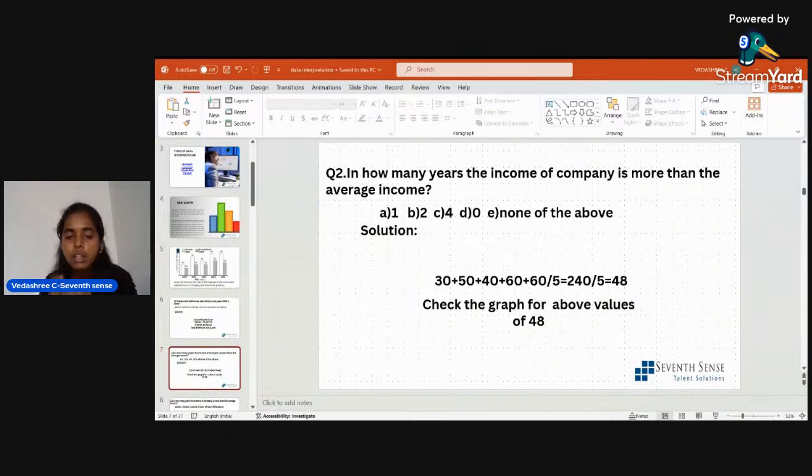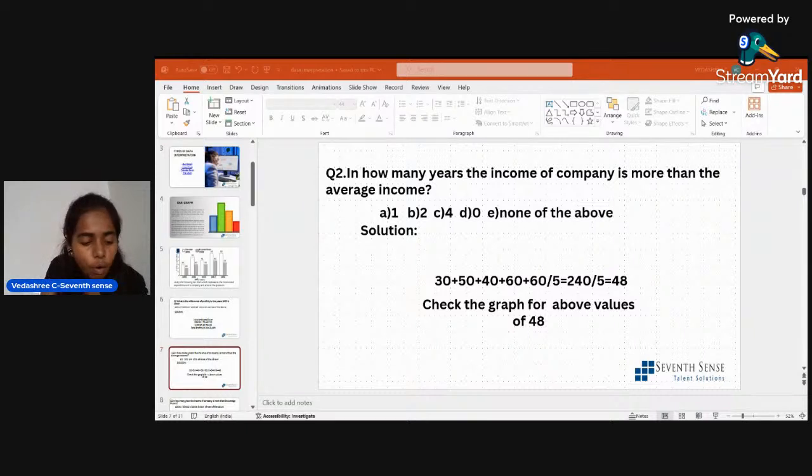So first we need to calculate the average of all the incomes. What is the income in 2000? The income in 2000 is 30. Then the income in 2001 is 50. Next, the income in 2002 is 40, and the income in 2003 is 60, and also the income in 2004 is the same, 60.